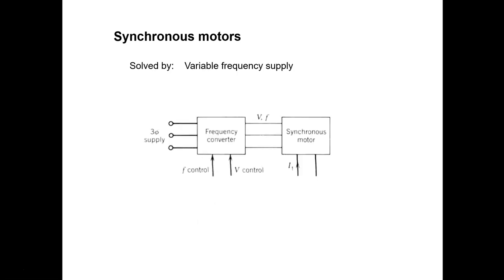The first one is to use a variable frequency supply. In this way, we slowly vary the frequency applied to the synchronous motor through the frequency converter or the power electronic converters. If the frequency of the rotating air gap flux increases slowly, then the rotor should be able to catch up with this rotating air gap flux. However, this method requires an expensive frequency converter, which is a power electronics converter.